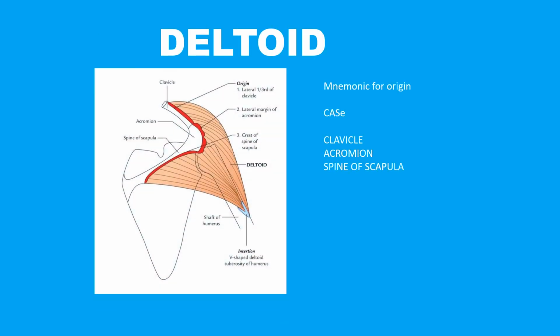Deltoid is a 3-in-1 muscle. It is thick, powerful, and curved triangular muscle. Origin: lateral 1/3 of clavicle, lateral margin of acromion, crest of spine of scapula.